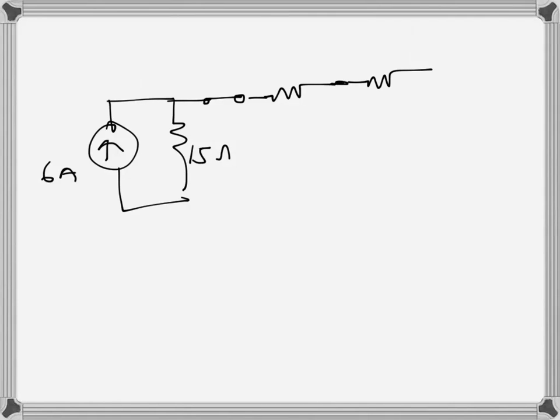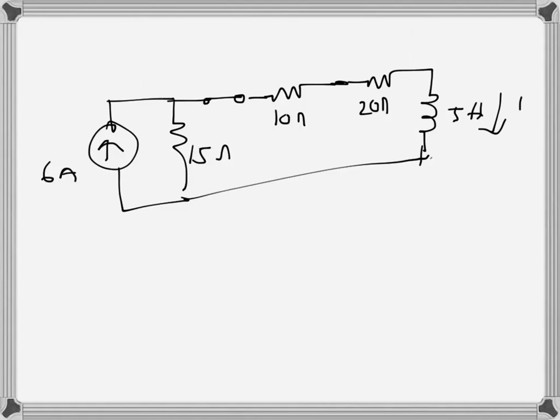So 6 ampere here, 15 ohms still here. This switch is closed now, so 10 ohms, and that switch, S2, is open, so it's there, and this one is like that. So it's becoming 10 ohms here, 20 ohms here, and 5 Henry here.